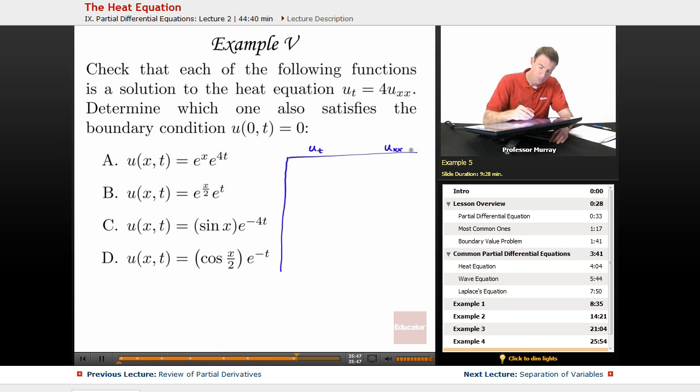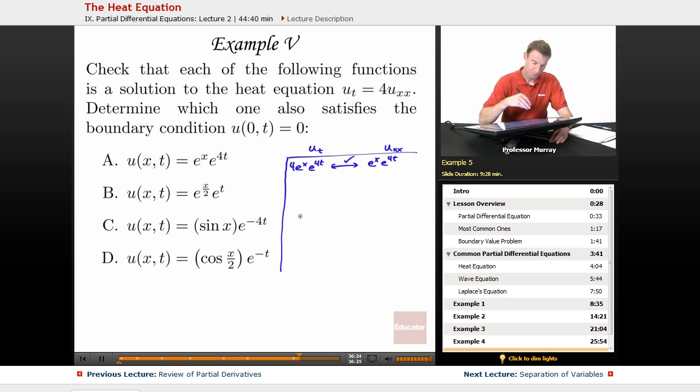So for the first one, u sub t would be e to the x, because that's a big constant, times e to the 4t times the derivative of 4t, so that would be 4 e to the x, e to the 4t. U sub xx just means you're taking the second partial derivative with respect to x, and the second partial derivative of e to the x is just e to the x, and then e to the 4t comes down as a constant. Now if you compare both sides here, the left-hand side is 4 times as big as the right-hand side, so we do have a solution to our heat equation, to our partial differential equation.